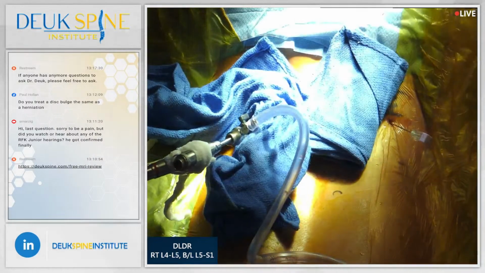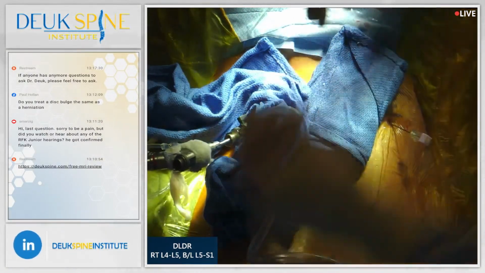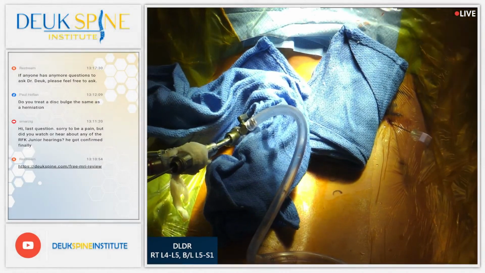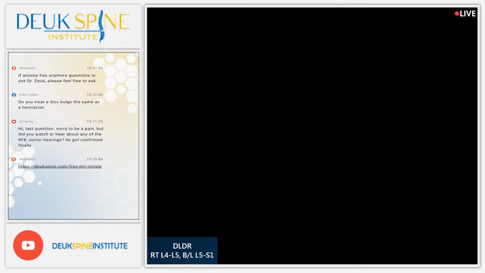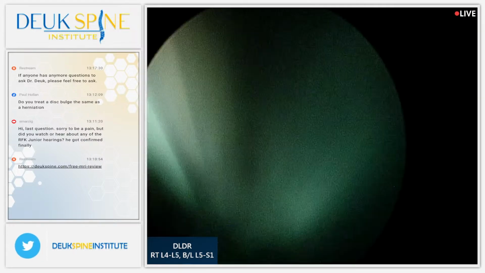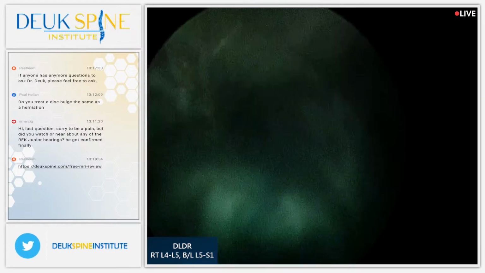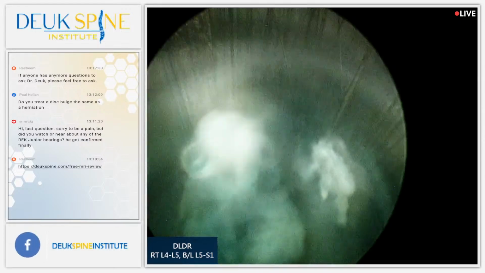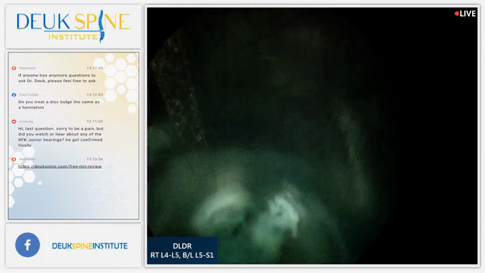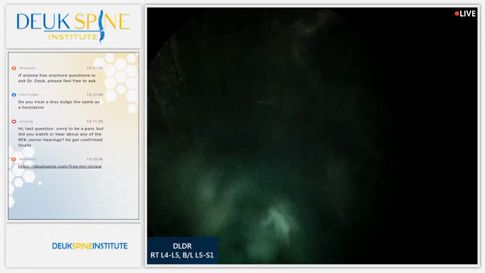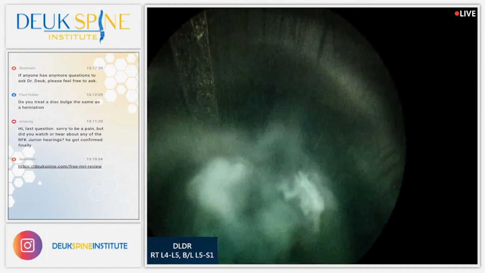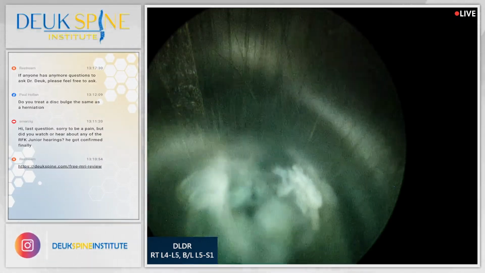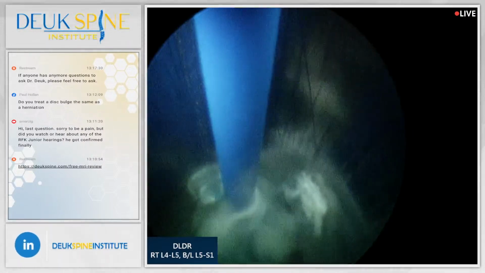All right, here we are at 5-1. You can see the blue nuclear material from the disc injury, from the degeneration. We're going to try to remove as much of this as we can. Any questions? At this moment, no current questions. Just to reiterate, we tested these 2 discs to see if they were the source of his back pain, and they were. One was 9 out of 10 concordant, the other one was 10 out of 10.